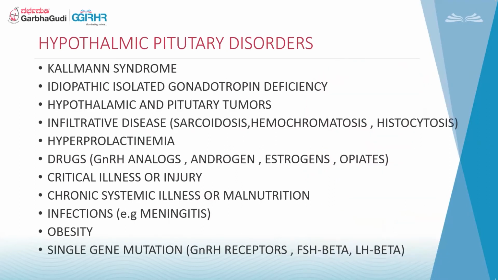So coming to the hypothalamic pituitary disorders, naming a few of them: Kallmann syndrome, idiopathic isolated gonadotrophin deficiency, hypothalamic and pituitary tumors, infiltrative diseases like sarcoidosis, hemochromatosis, histiocytosis, hyperprolactinemia, drugs, critical illness and injury, chronic systemic illness, malnutrition, infections like meningitis, which affects the pituitary and leads to gonadal dysfunction, obesity, and single gene mutations like mutation in the receptors of the GnRH or FSH or LH.